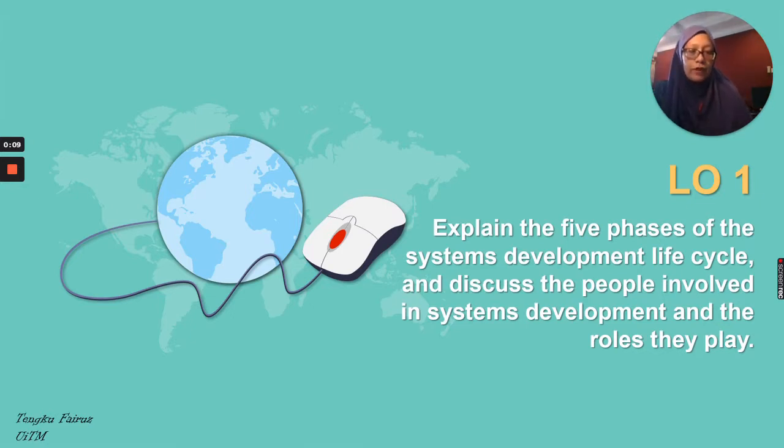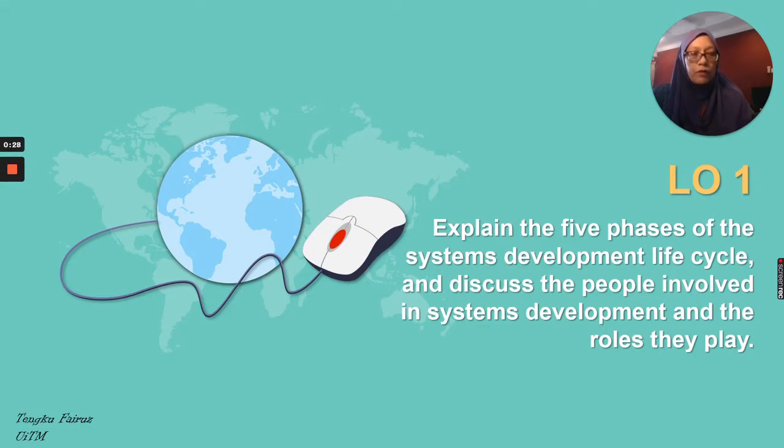This is the video where we explain learning objective number 1: to explain the 5 phases of the system development life cycle and discuss the people involved in the system development and the roles that they play. This is the second video of the 6-part series.